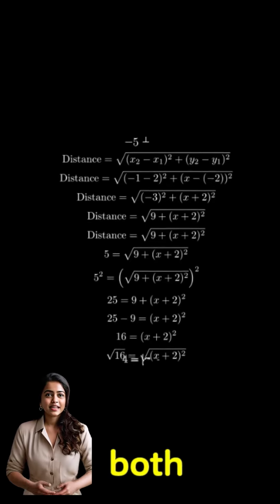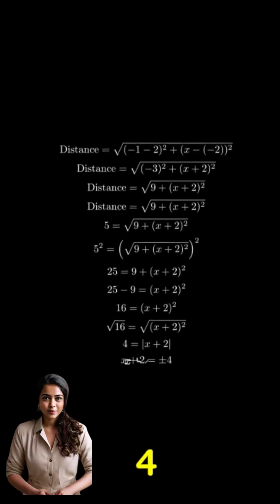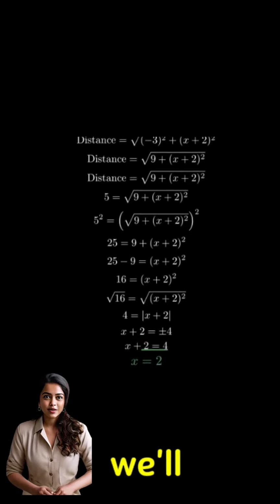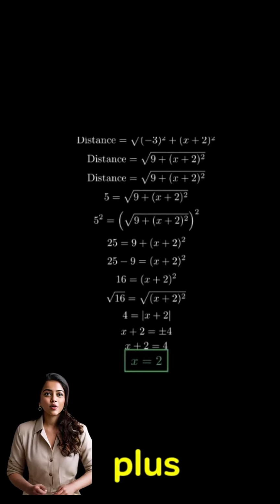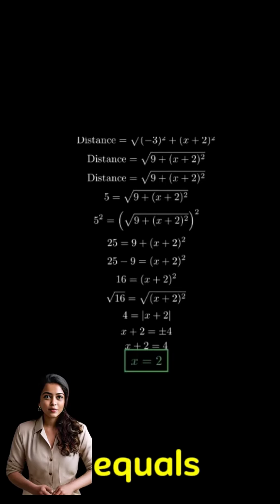Taking the square root of both sides, we get x plus 2 equals plus or minus 4. Since we're working with distances, we'll use the positive value, meaning x plus 2 equals 4. Subtracting 2 from both sides, we get x equals 2.